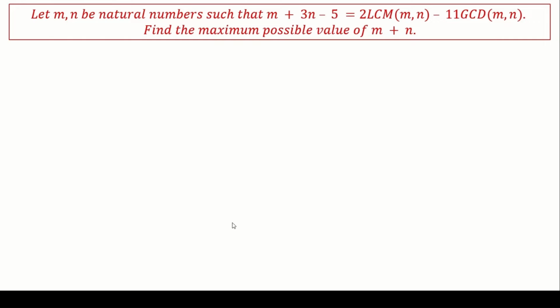First question: let m, n be natural numbers such that m plus 3n minus 5 equals 2 times LCM of m, n minus 11 times GCD of m, n. Find the maximum possible value of m plus n.